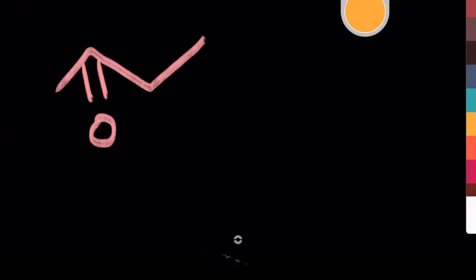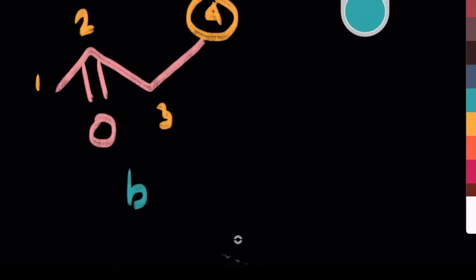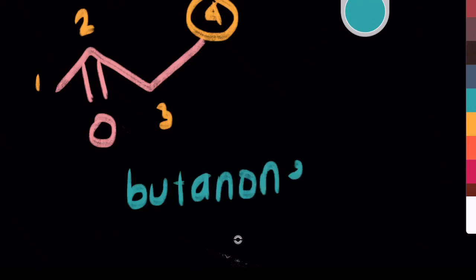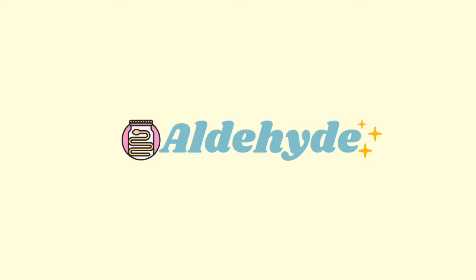So taking this one as another example, we're going to start counting from left to right since the functional group is closer to the left. So 1, 2, 3, and 4. So since we have 4, that's butane. So we're just going to put butane plus the suffix one, so butanone. And since the functional group is attached to the second carbon, we're just going to put 2 and a dash. So this one is called 2-butanone.